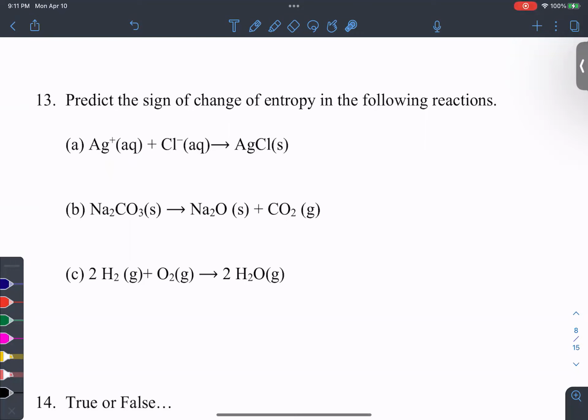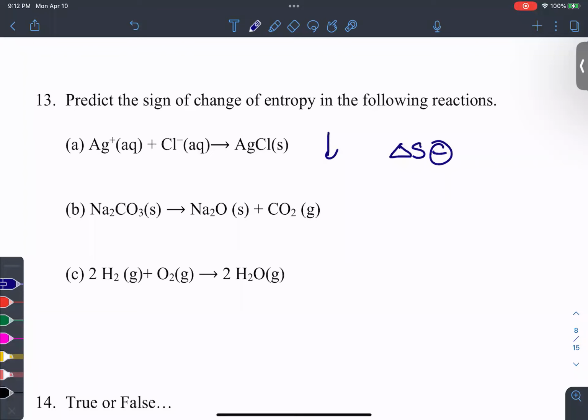So if we think about how much disorder is in silver plus and chloride minus in the aqueous phase, meaning it's dissolved in a container, they're all dissolved in the water, versus silver chloride solid, is entropy increasing or decreasing? Decreasing, yeah, it's going to decrease here. So we've actually predicted the sign: delta S is a negative value.